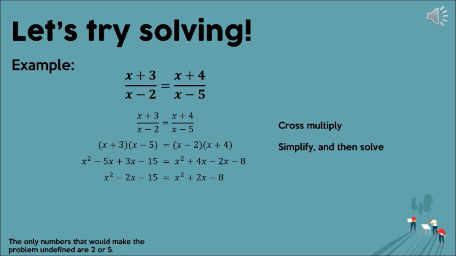We now have negative 2x minus 2x is equal to negative 8 plus 15. Simplifying further, we will get negative 4x is equal to 7. This leads us to our answer, x is equal to negative 7 over 4. Since our answer is not 2 or 5, the answer is accepted.